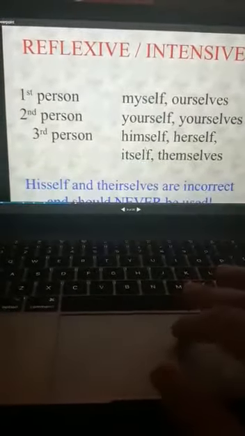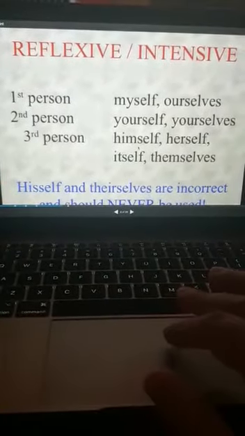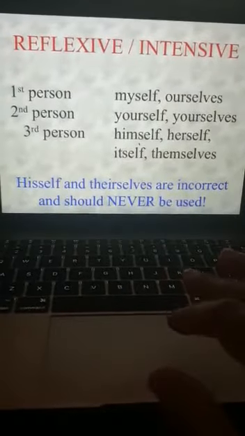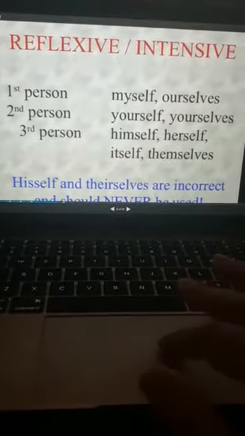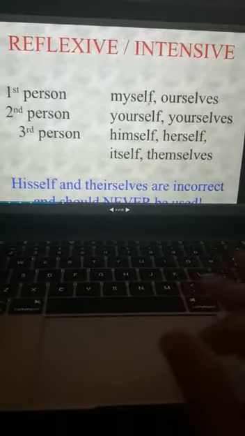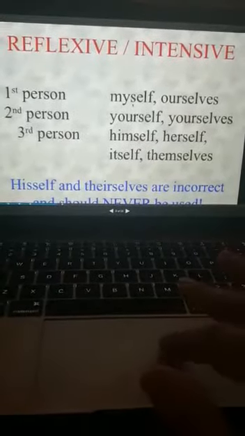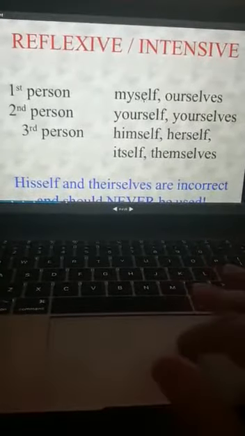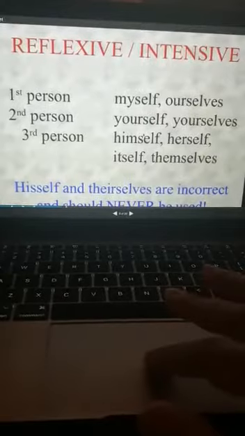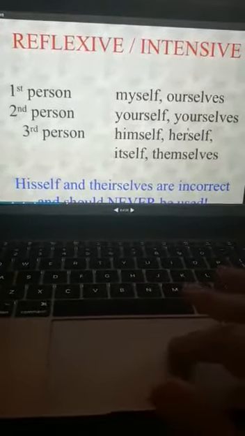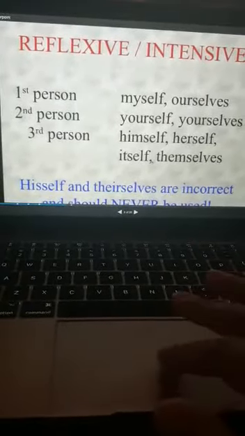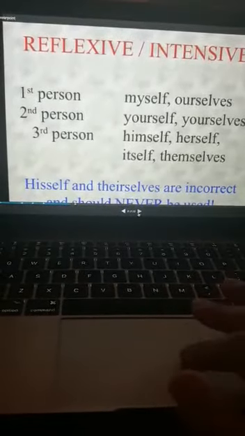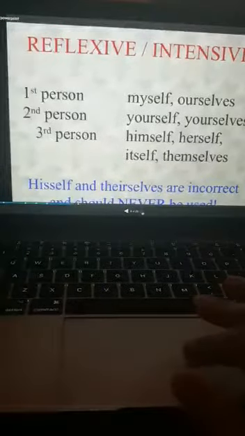And reflexive pronouns. Reflexive pronouns are pronouns when they reflect the effect of the action on the subject only. So they are always used with self at the end. They are suffixed with the word self or selves, like myself, ourselves, yourself, yourselves for second person, himself, herself, itself, and themselves. And hisself and theirselves are incorrect. They cannot be used. They are not words at all.